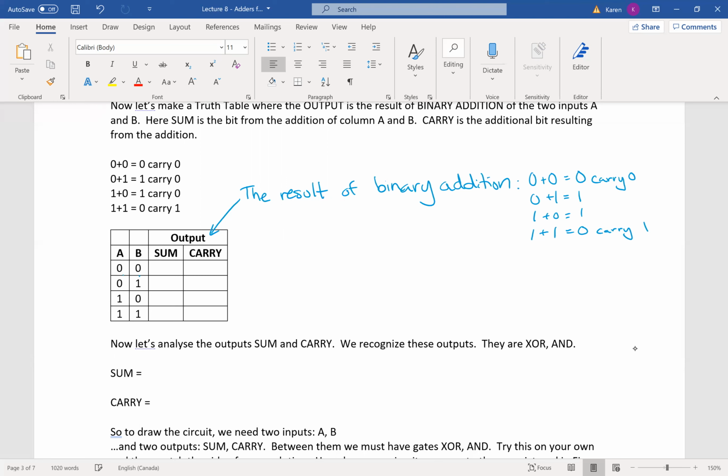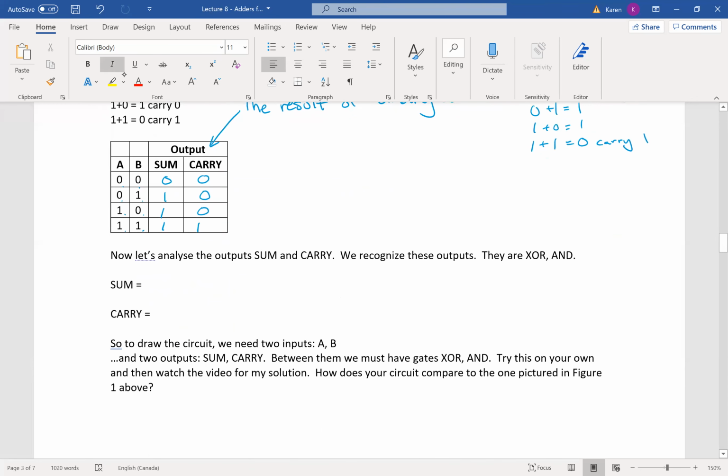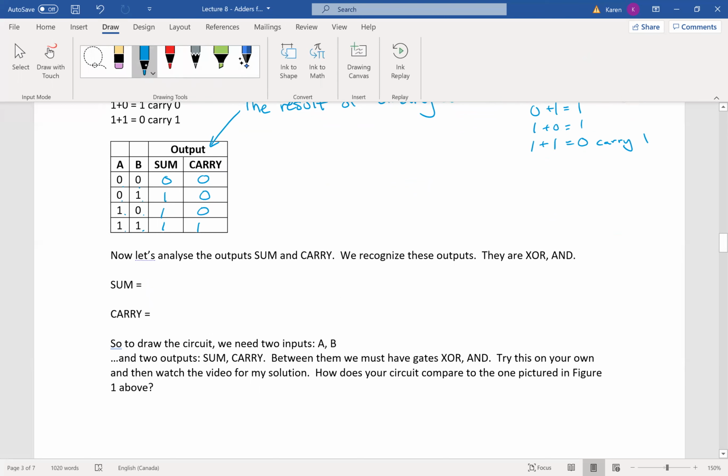0 plus 0 is 0, carry nothing. 0 plus 1 is 1, carry nothing. 1 plus 0 is 1, carry nothing. 1 plus 1 is 1, carry 1. So let's analyze this output. Let's look at this. Oh, sorry, I made a mistake. 1 plus 1 is 0, carry 1. So now let's look at this.